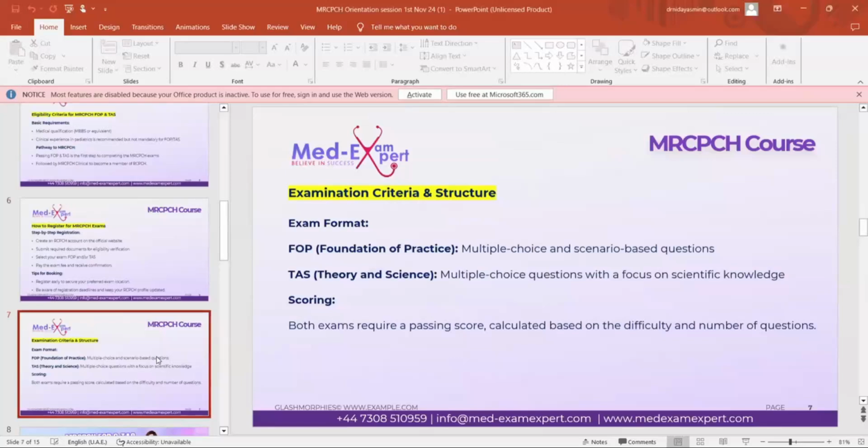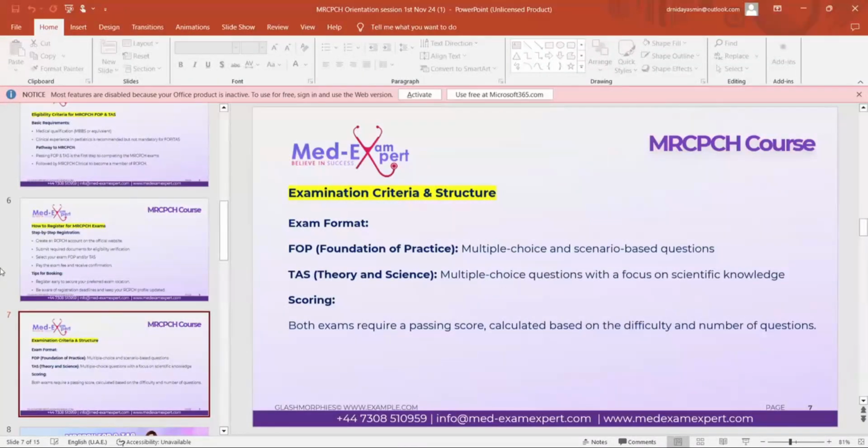Examination criteria: nowadays they have changed the examination criteria, because before that they usually asked extended matching questions in the exam, and nowadays they have removed them. Foundation of practice is a very basic level exam, and even if you have done a house job or internship in pediatrics, you can easily pass the foundation of practice. It's multiple choice questions, and you have to solve 100 questions in 120 minutes.